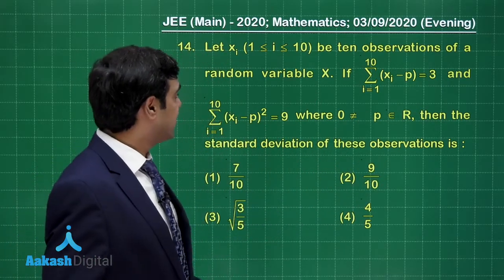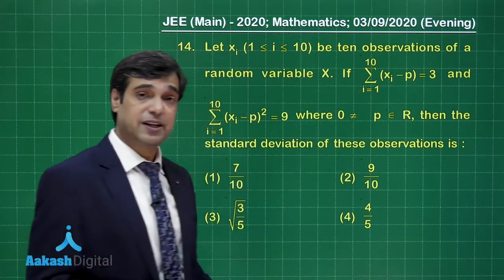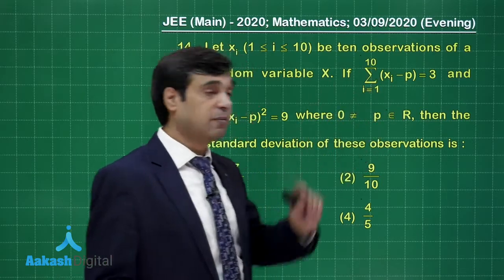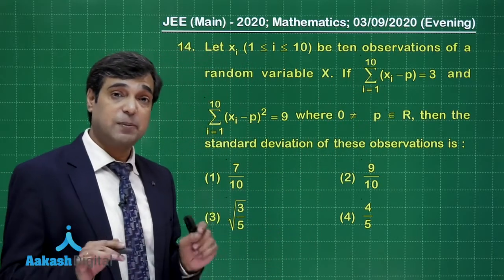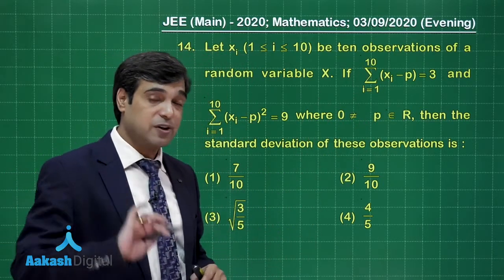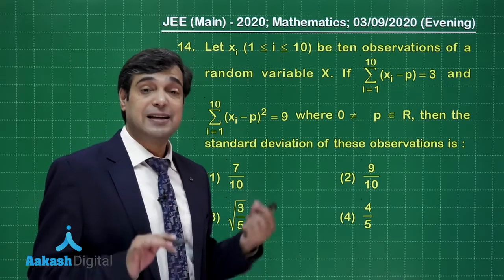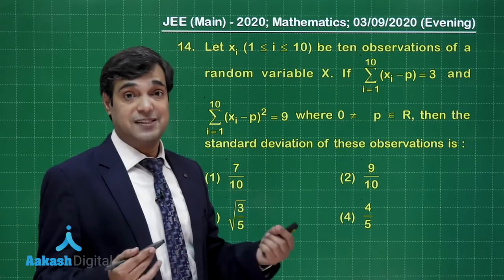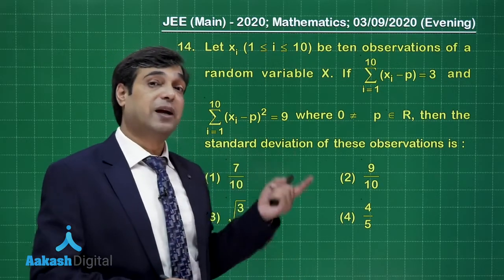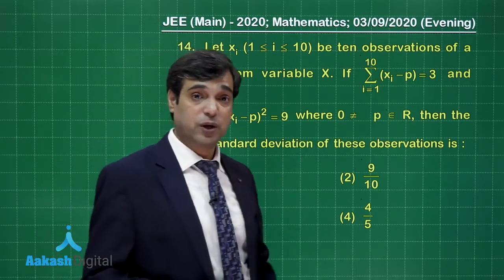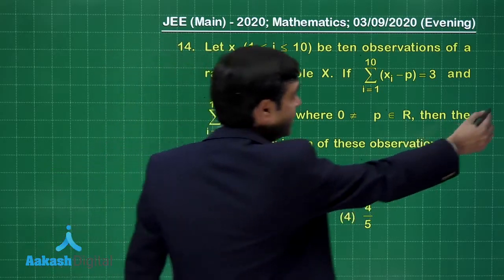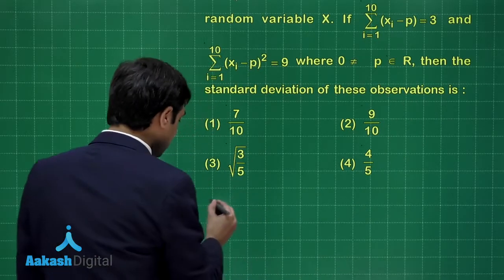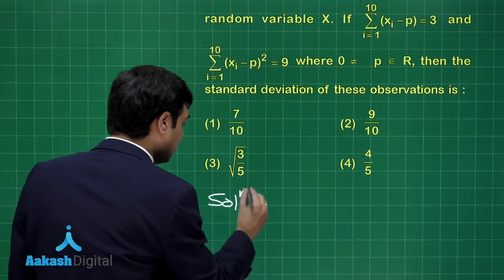When you talk about standard deviation of observations x1, x2 up to x10, it will be same as of the observations x1 minus p, x2 minus p, x3 minus p and so on, because on adding or subtracting something from the observations, standard deviation is not going to change. When you multiply xi's with some number, then it will become square of that number, but here it is not going to change. So we can find standard deviation for this result itself, which is involving xi minus p. So yes, the question is now pretty simple.